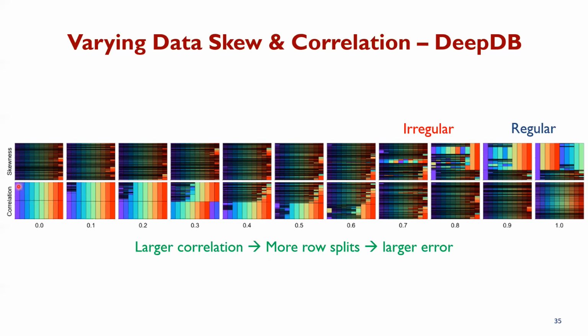And at correlation 0, you can see that all attributes are independent and column splits are enough to build the model. However, as the correlation increases, more row splits occur, and these small regions increase the error. So, as the correlation increases, the error increases.